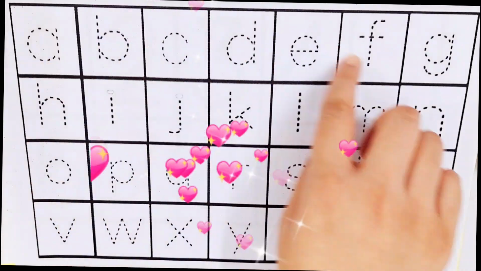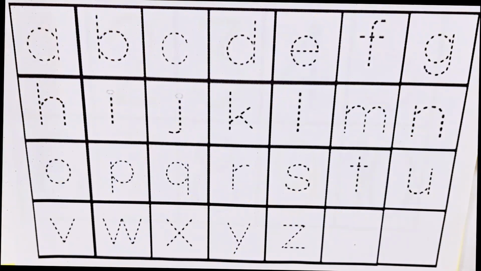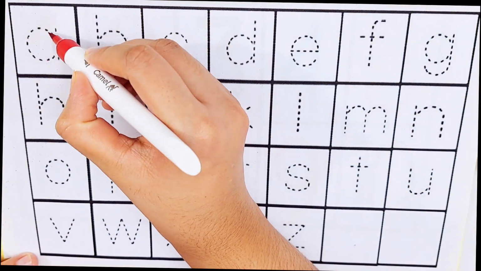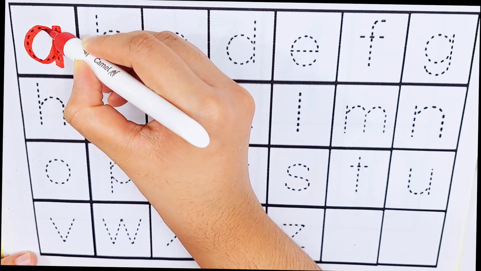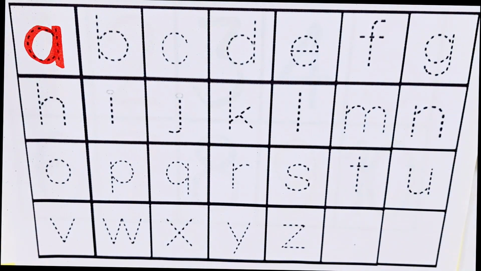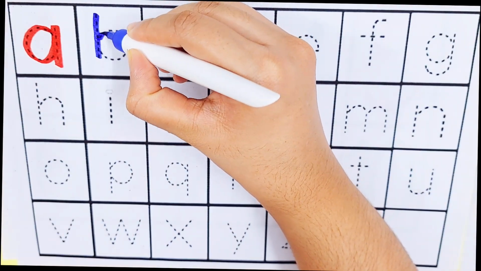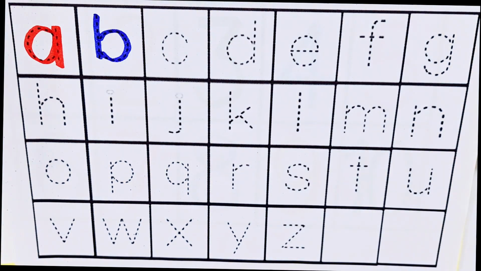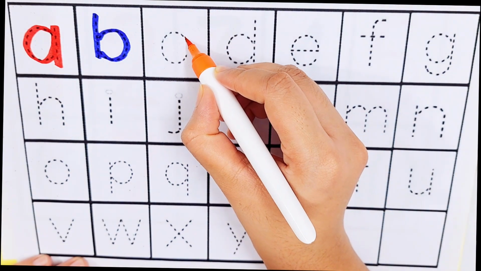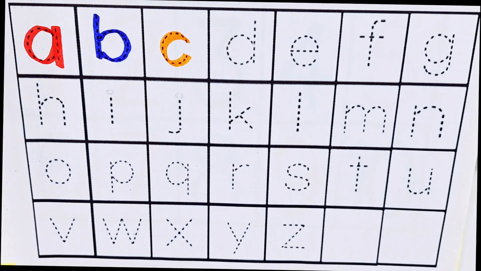Today we are trying to learn some alphabets, small letters. Red color. A for avocado. Dark blue color. B for book. Orange color. C for cake.